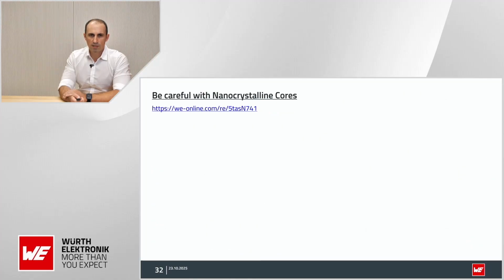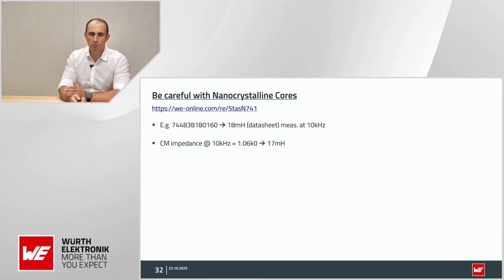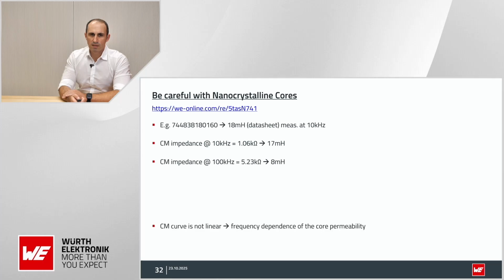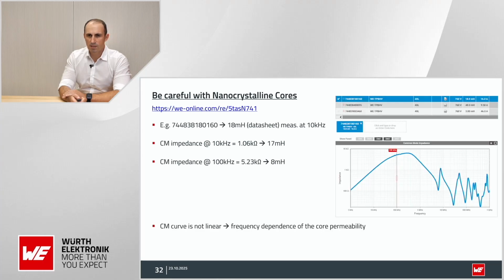All right. Just one hint for you: with nanocrystalline cores, you have to be careful, because in the data sheet, for example, we take one of our parts, but this is true for every manufacturer. This part suffers some frequency-dependent permeability. You see the lower part of the curve is steeper, and then it's getting flatter. That means everyone is measuring the combo choke, the main inductance, at 10 kilohertz. At 10 kilohertz, we can really measure roughly around 18 or 17 millihenry.